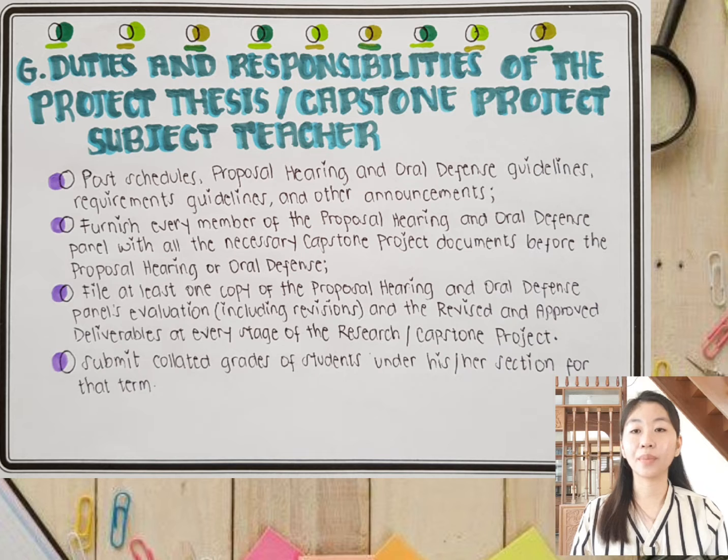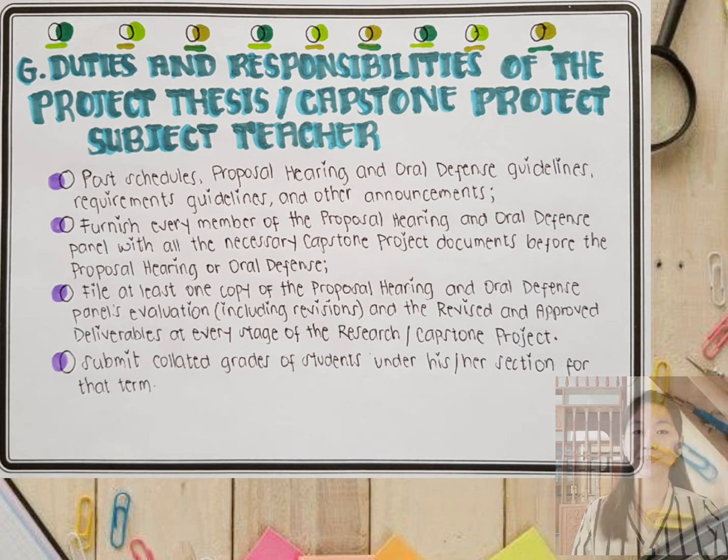Furnish every member of the proposal hearing and oral defense panel with all the necessary capstone project documents before the proposal hearing or oral defense. File at least 1 copy of the proposal hearing and oral defense panel's evaluation, including revisions, and the revised and approved deliverables at every stage of the research or capstone project, and submit collated grades of the students under his or her section for that term.